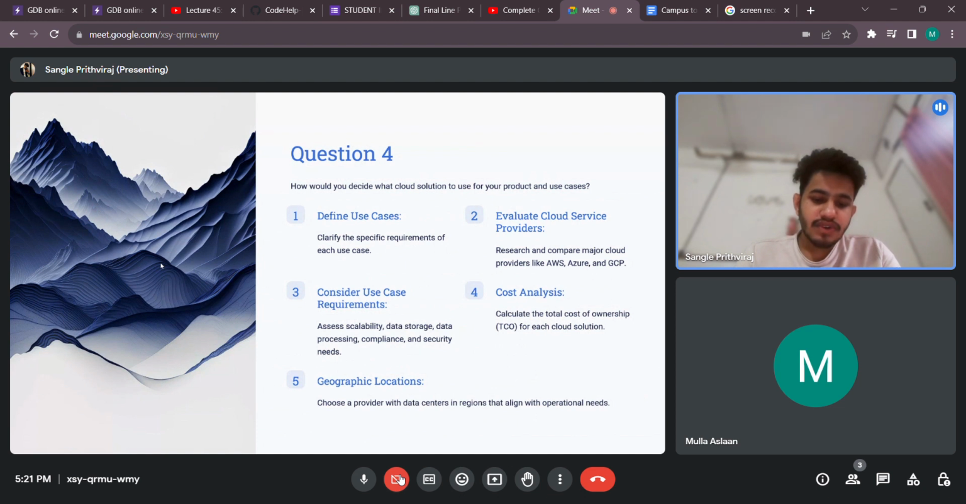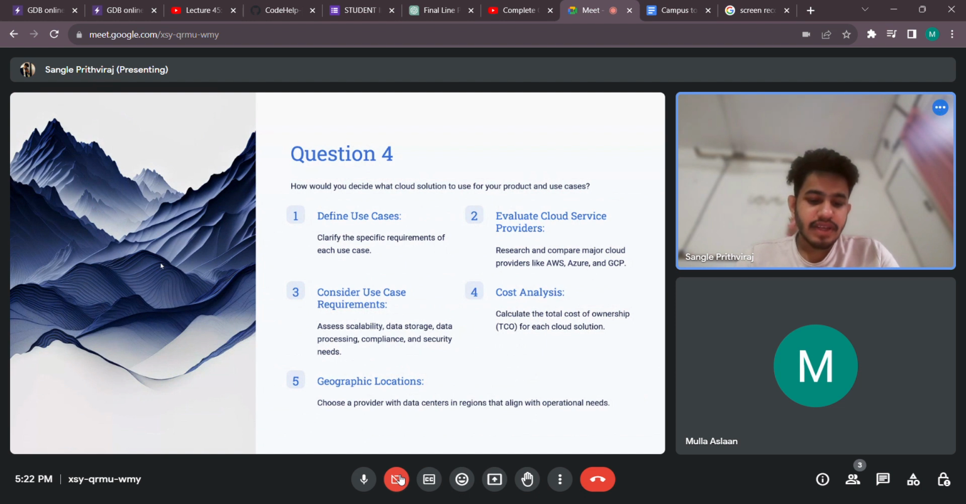Now, we are presented with a crucial choice: selecting a cloud service provider, which is akin to picking the ideal tool for a specific task. In our scenario, we might consider major cloud providers like AWS, Microsoft Azure, and Google Cloud Platform.